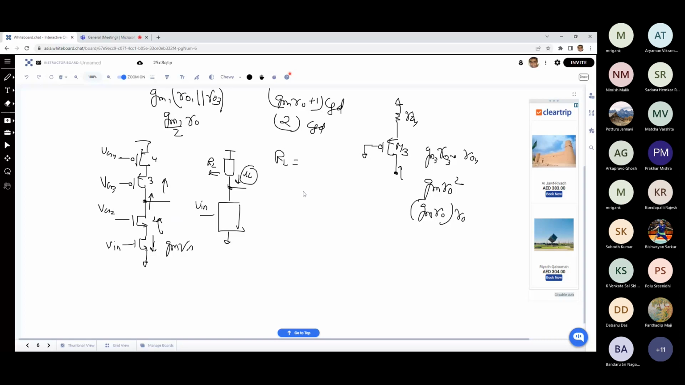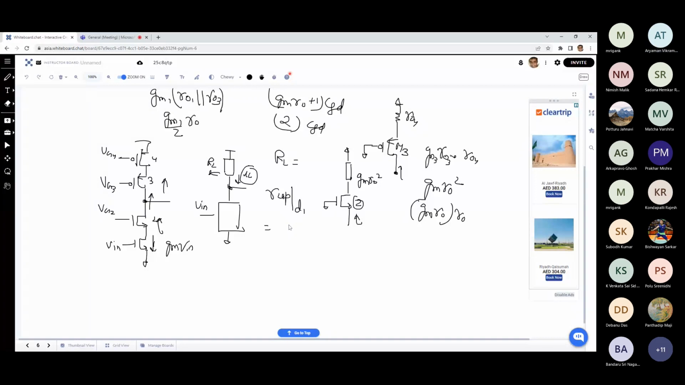What is R up? If I find out R up at the drain of M1, what is it? We are looking into the source of M2, where the drain resistance is what? So this is the scenario. This is your M2. We are looking into the source of M2 and there is a small signal resistance between the drain of M2 and ground. What is that? gm3 ro3 squared. And therefore, the impedance looking into the source of M2 is approximately going to be what?